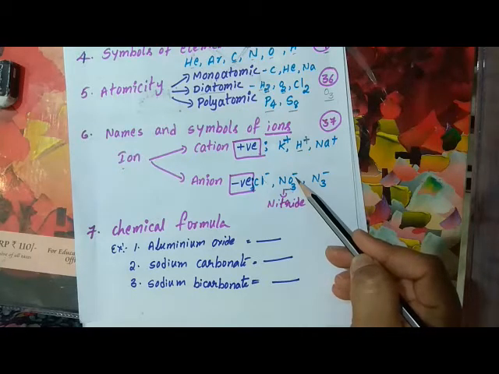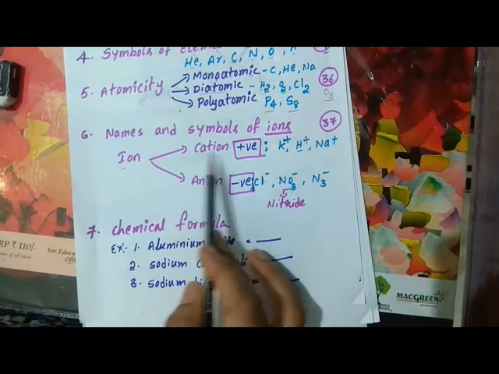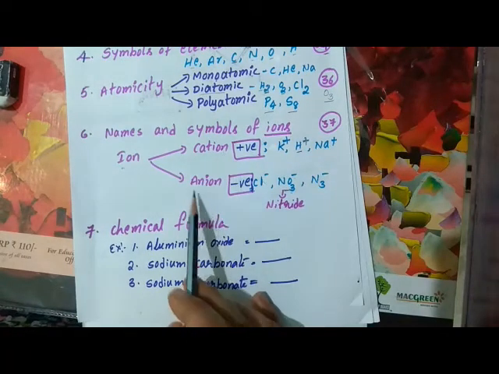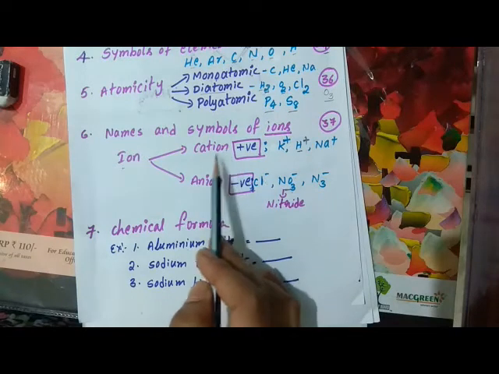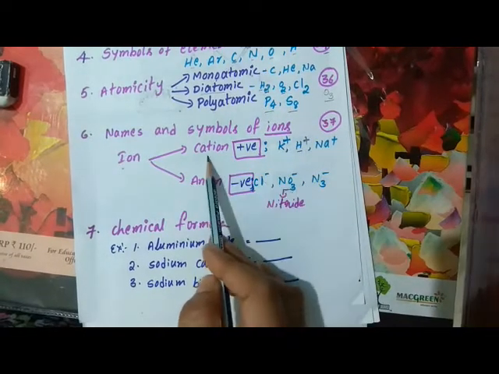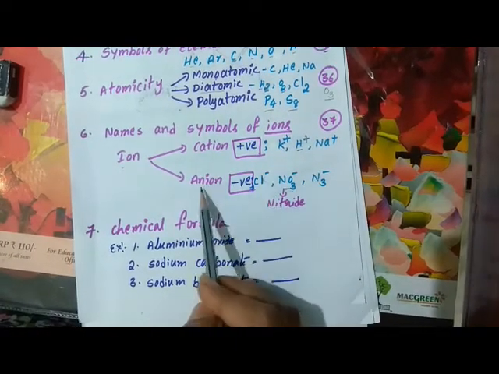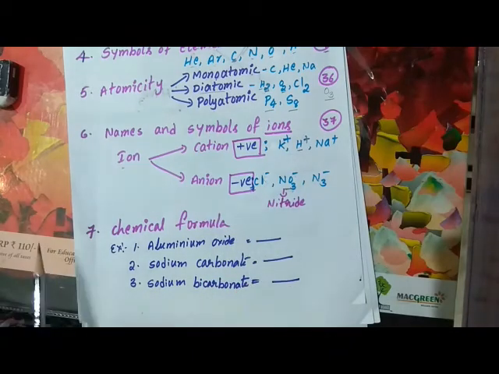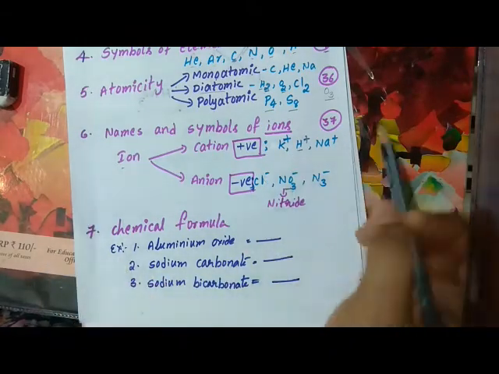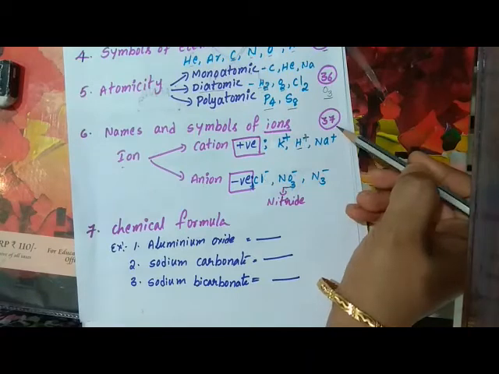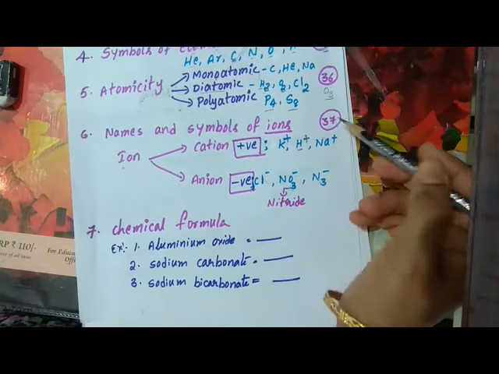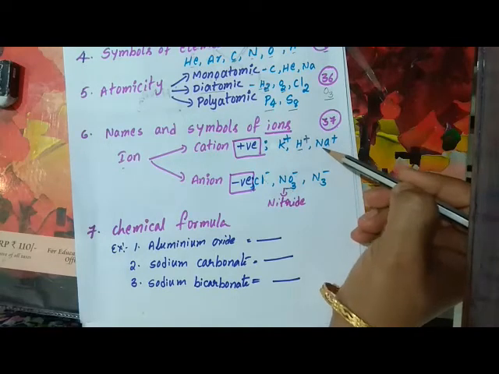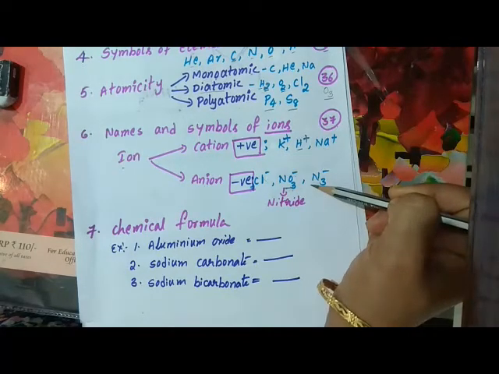We have two types of ions, cation and anion, based upon which type of charge it has. If it has a positive charge, it is called a cation. If it has a negative charge, it is called an anion. On page number 37 of last year's 9th standard textbook, there are some ion names and symbols. You must go through that.